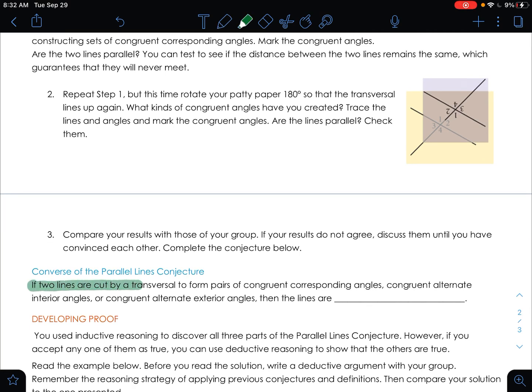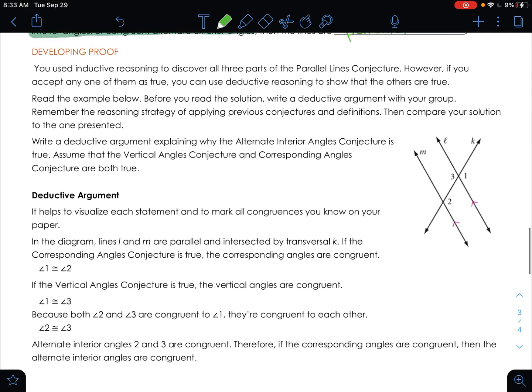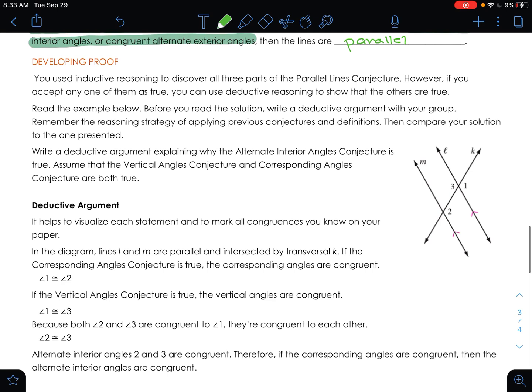If two lines are cut by a transversal to form pairs of congruent corresponding angles, congruent alternate interior angles, or congruent alternate exterior angles, then the lines are parallel. Okay? So again, what this is saying is, if you're looking at two lines that are cut by a transversal and you notice that the corresponding angles are congruent, the alternate interior angles are congruent, and the alternate exterior angles are congruent, then you can conclude that the lines are parallel.